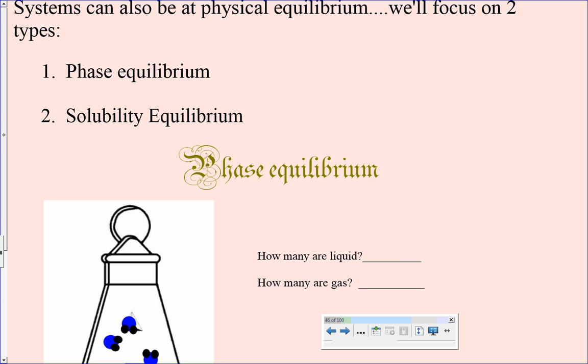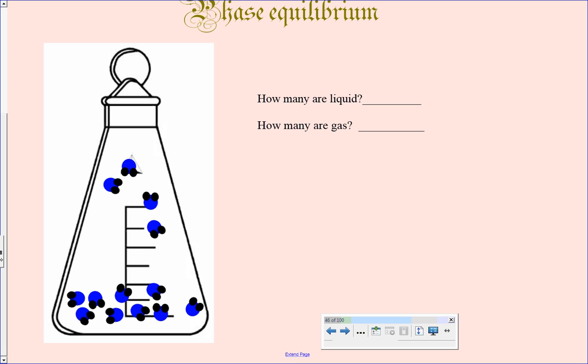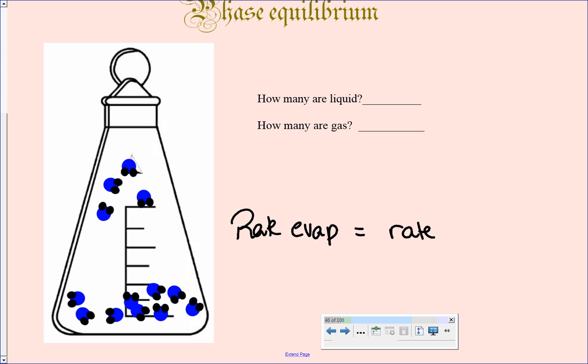To look at a phase equilibrium, imagine we have a stoppered flask with some water in the bottom of it. What would really be going on in this flask from time to time is one of these molecules would become a gas, and another one of the gaseous ones might become a liquid. So we might have this guy pop down here, while this guy pops up here. Overall, because the rate of evaporation in the flask is equal to the rate of condensation, we have an equilibrium.